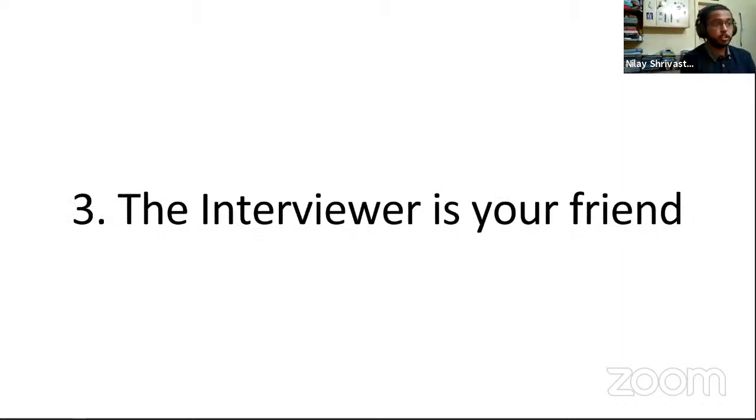Now going to the third point, which I think is the most important thing in this presentation: the interviewer is your friend. Not a lot of graduates or undergrads consider that to be true. But trust me, while sitting on the other end of the interviewing table, I realized that as an interviewer, I'm essentially hiring a colleague.